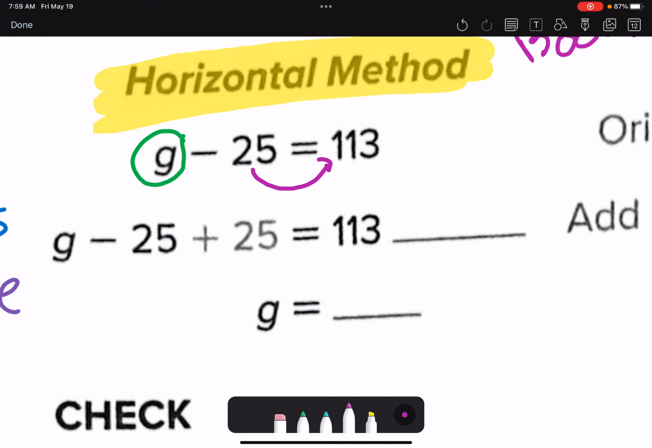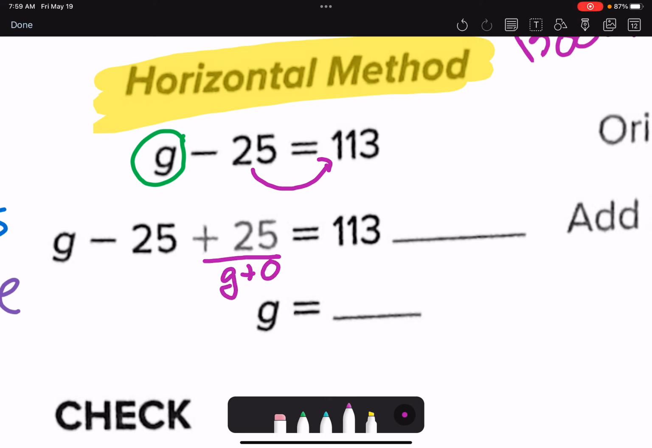So how do I get rid of a negative 25? The opposite operation of that is positive 25. Now you have to do it on the left in order to keep the equality on the right. So whatever we do on the left, you do on the right. That's negative 25 plus 25, which is 0.